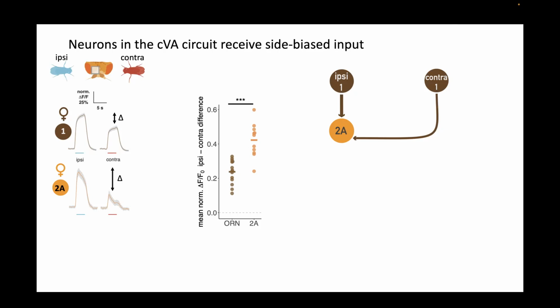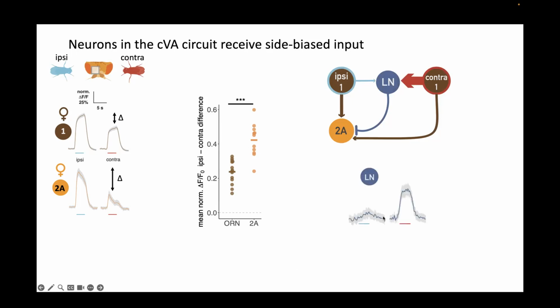So we thought that there must be some active component that blocks the information from one side to increase the contrast between the left and right. So we went into the connectome and looked for such a component, and we found those local neurons that specifically receive information from the contralateral receptor neurons and then block the 2A neurons. And we found a line for them and imaged this line, and indeed those neurons mostly respond to the presentation of the male from the contralateral side, as expected from the connectome.